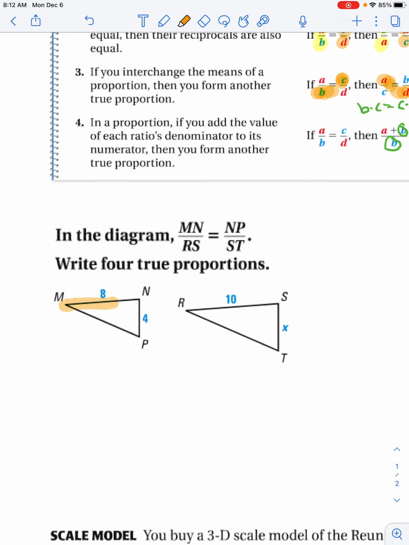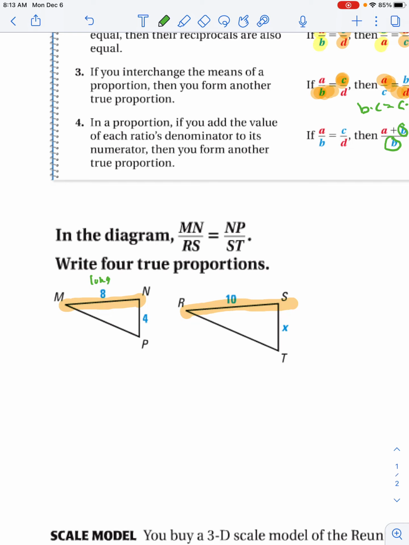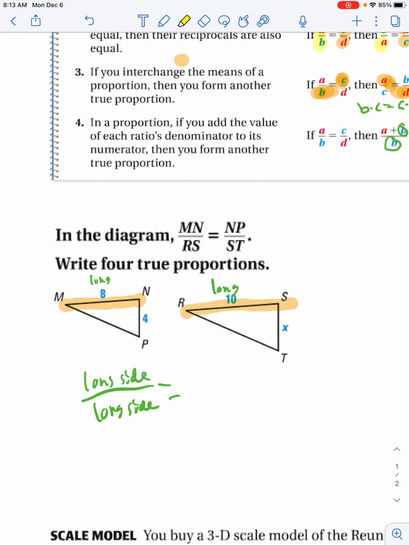If I look here, side MN is right here, side RS is over here. I like to think about it as my long sides and my short sides. So this would be my long side and my long side, so we're looking at long side over long side. That's going to be compared to, if I look at my second letter, NP and ST, which I'm going to call the short side and the short side.